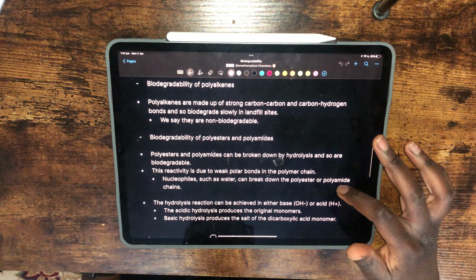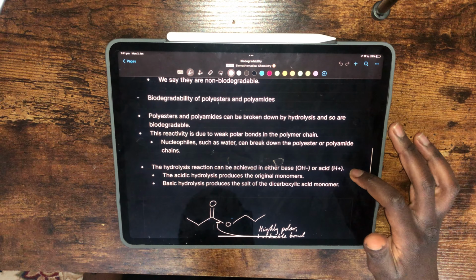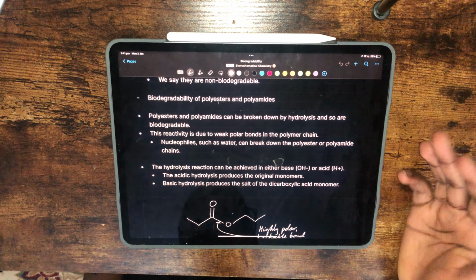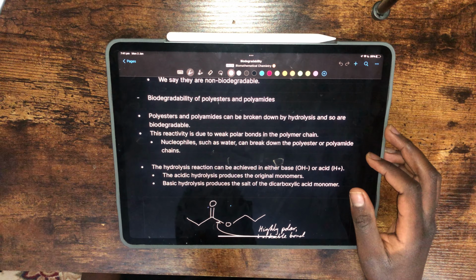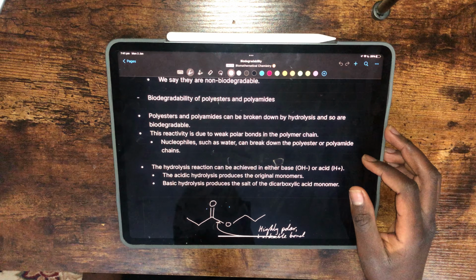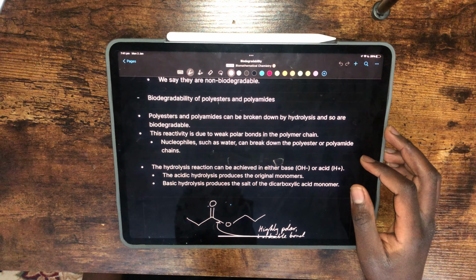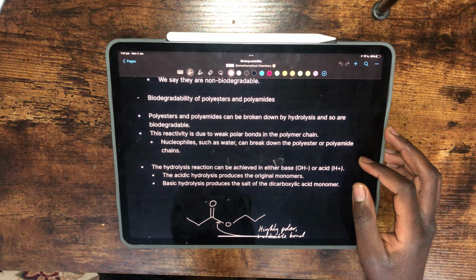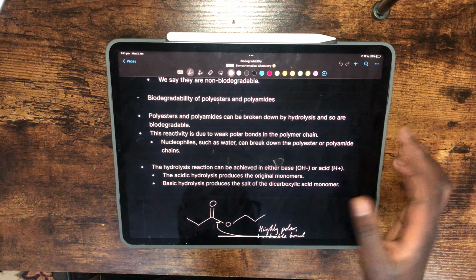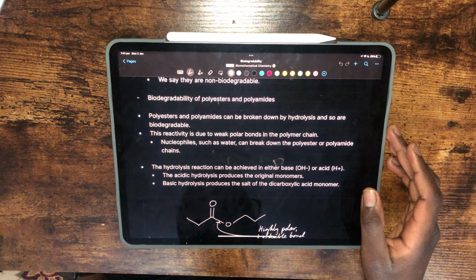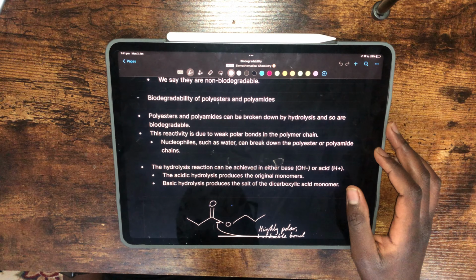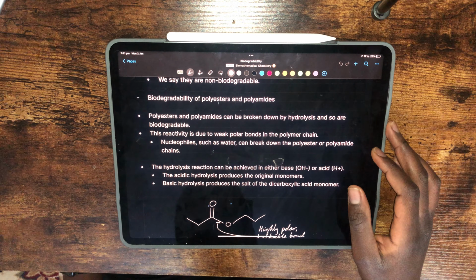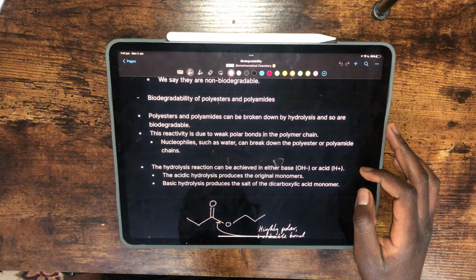But biodegradability of polyesters and polyamides. Polyesters and polyamides can be broken down by hydrolysis, as I said before, and so are biodegradable. Their reactivity is due to weak polar bonds in the polymer chain. So nucleophiles such as water can break down the polyester or polyamide chains. The hydrolysis reaction can be achieved in either a base, which is a hydroxyl group, or an acid, which is H plus. The acidic hydrolysis produces the original monomers, and the basic hydrolysis produces the salt of the dicarboxylic acid monomers.